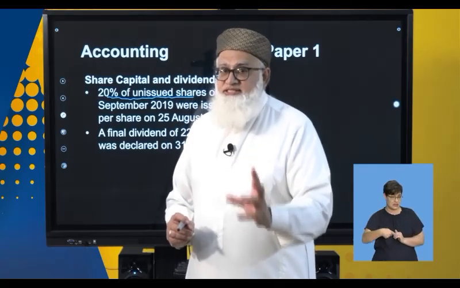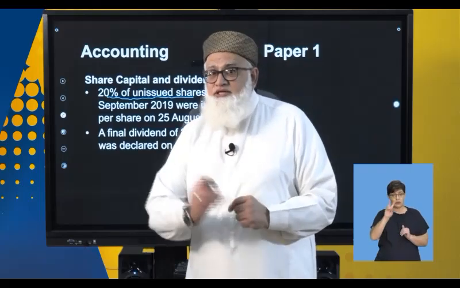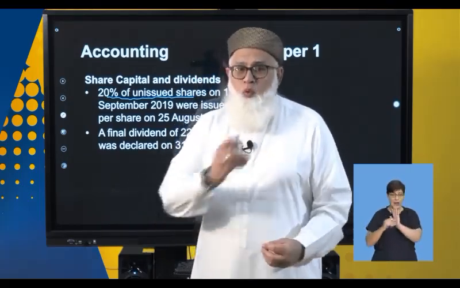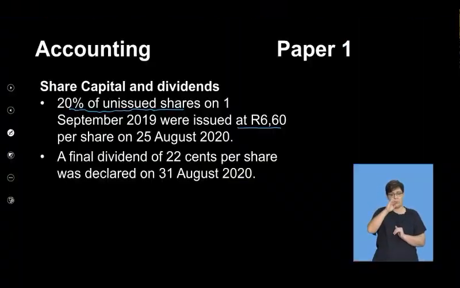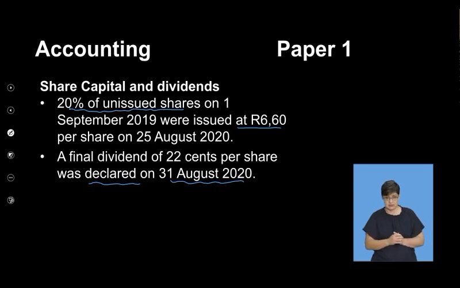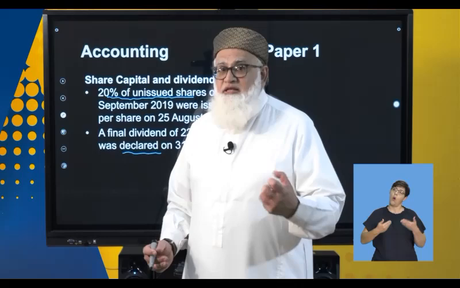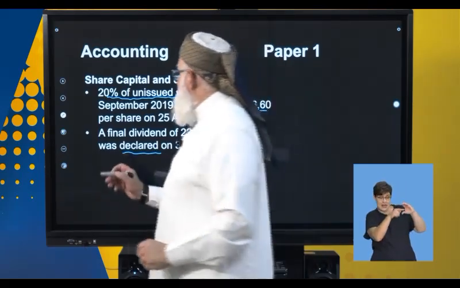So obviously you can see the number of unissued shares at this point is 1,200,000. From where? 3 million minus 1,800,000. Okay? Then you're also told that a final dividend of 22 cents per share was declared, right, on the 31st of August 2020. Got it? Okay. Now you'll notice that in this question, you are not given the opening balance of your shares. You have the number of shares. Okay, so this is what I want you to do now.